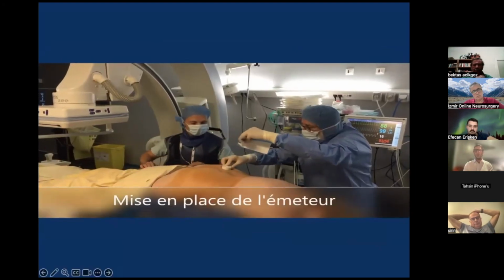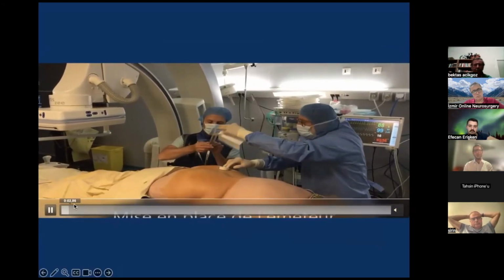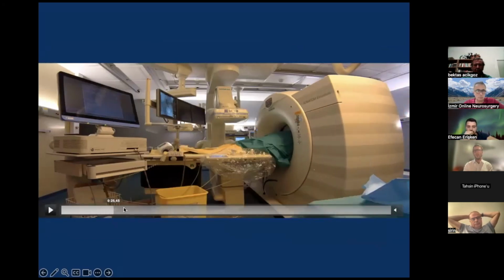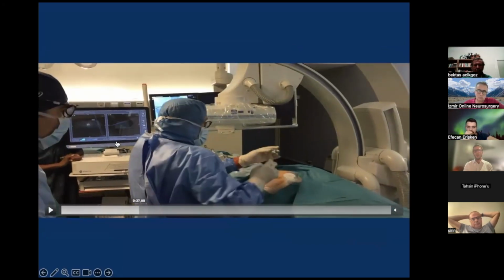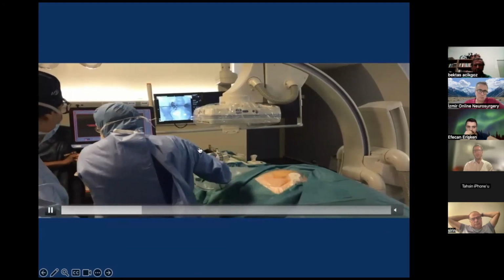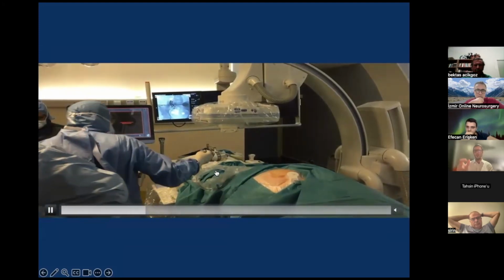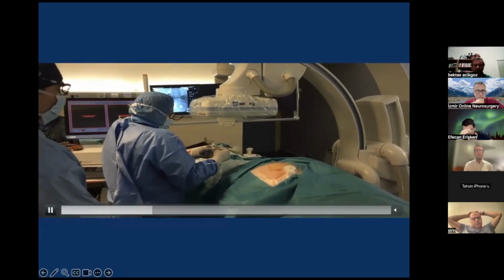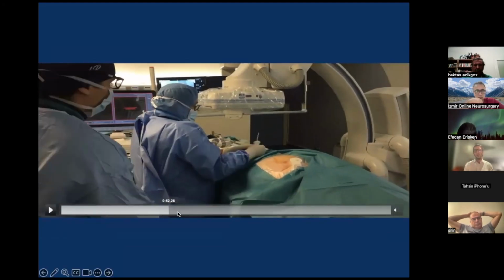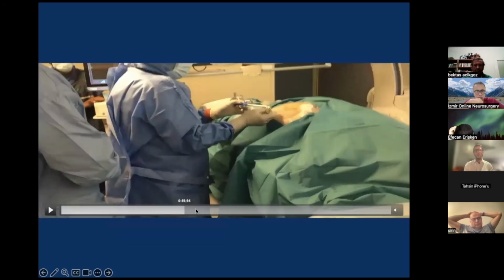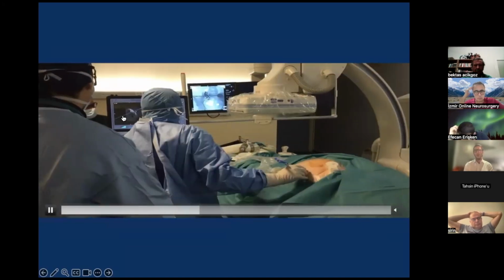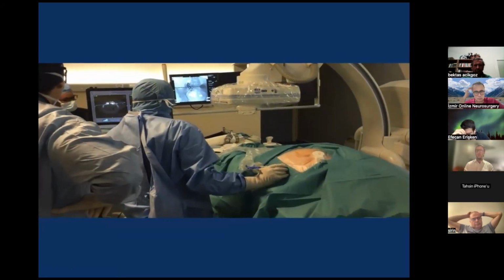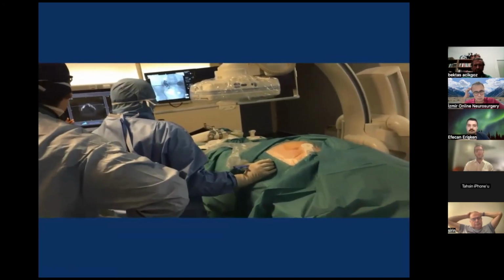So just to show you the positioning of the emitter of the electromagnetic field, then we perform the CT acquisition, and afterward you will have a screen like this, and with this device which is clipped on the bone needle, you will see the trajectory on your CT scan. You will see the theoretical course of your bone needle on the CT scan, to see where your needle will go.